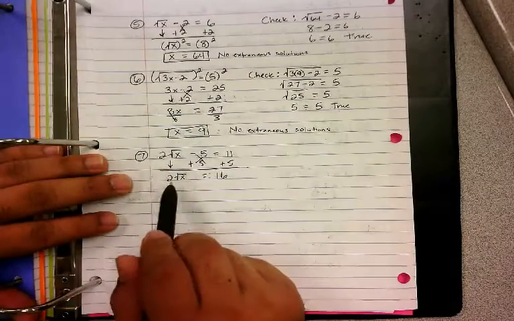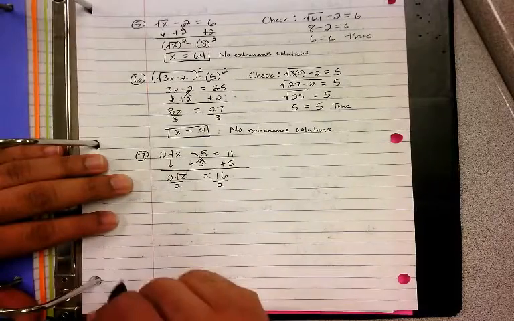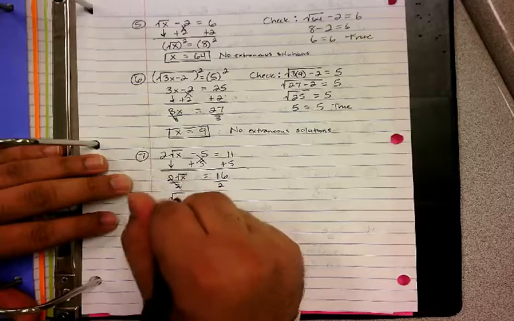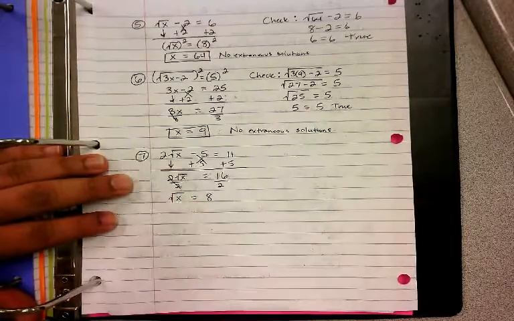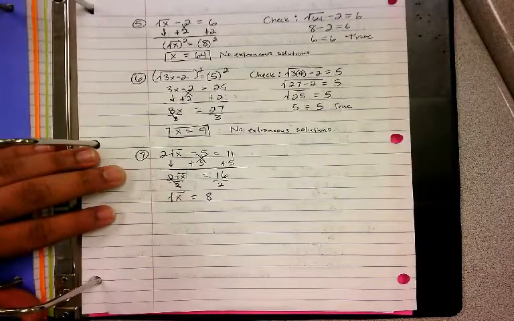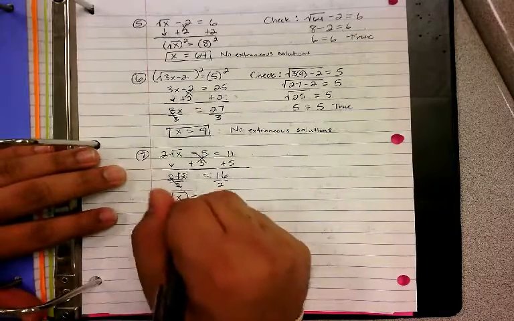Got to divide by 2 to get rid of the 2. Divide by 2 on both sides, so that cancels out. You're left with square root of x equals 16 divided by 2 is 8. Now we have the radical by itself, so we're done with step 1. Now we can move on to step 2, square both sides.